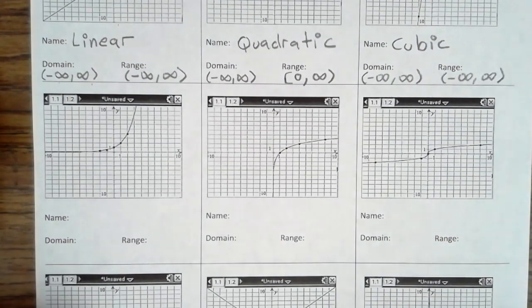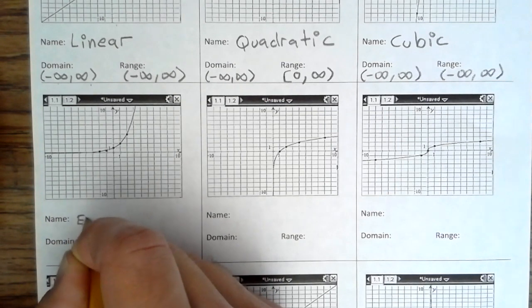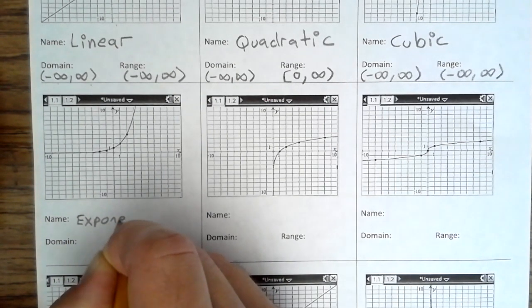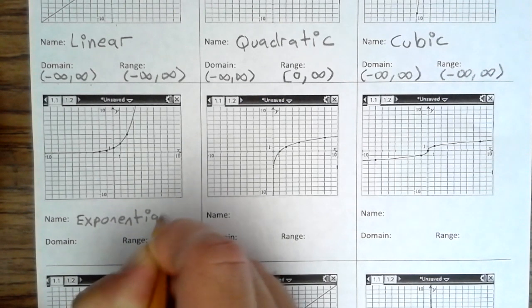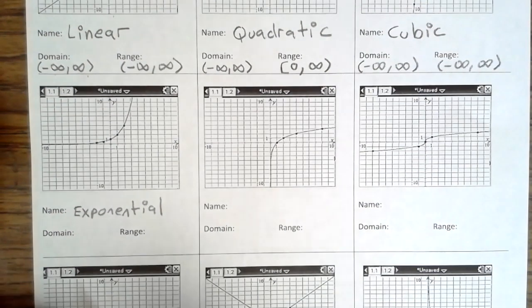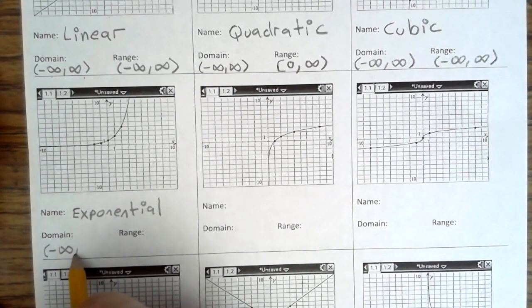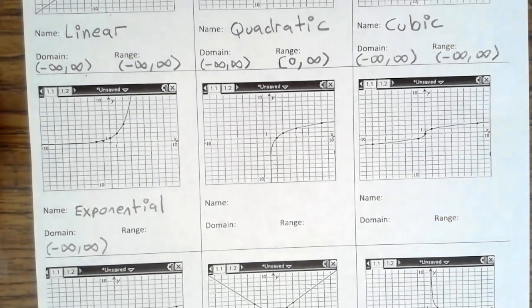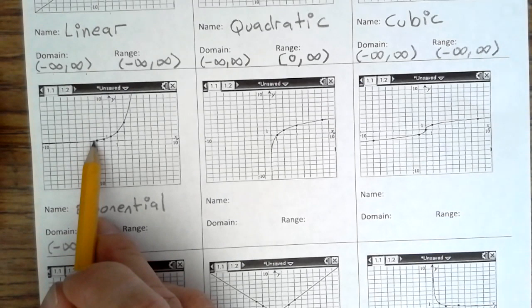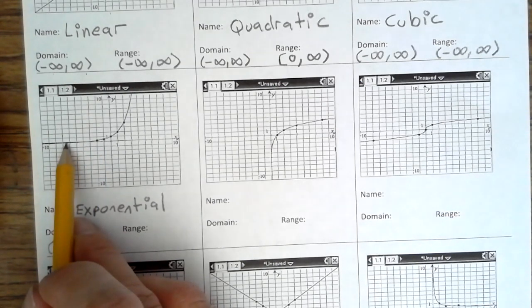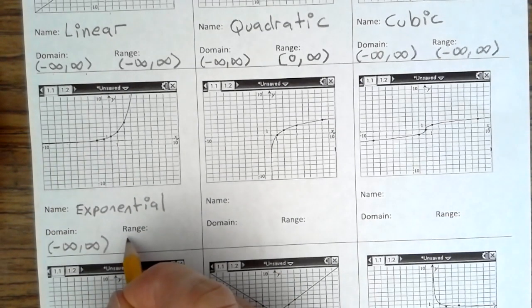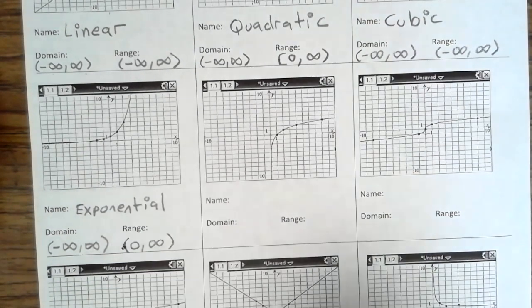All right, the next parent function is exponential. Now, the domain has no start and stopping point from left to right, so the domain is negative infinity to positive infinity. And the range gets very, very close to 0, but it doesn't touch. So it's from 0 to infinity, not including 0.